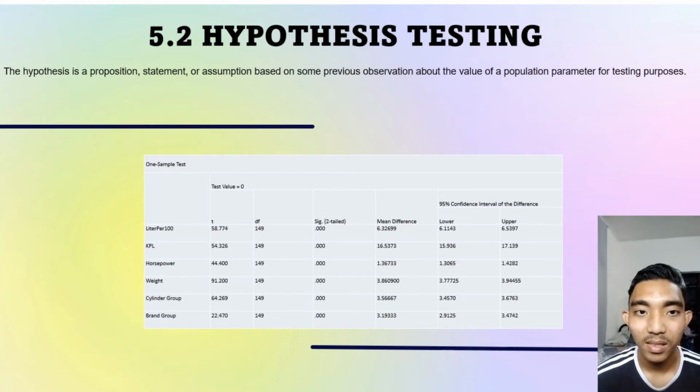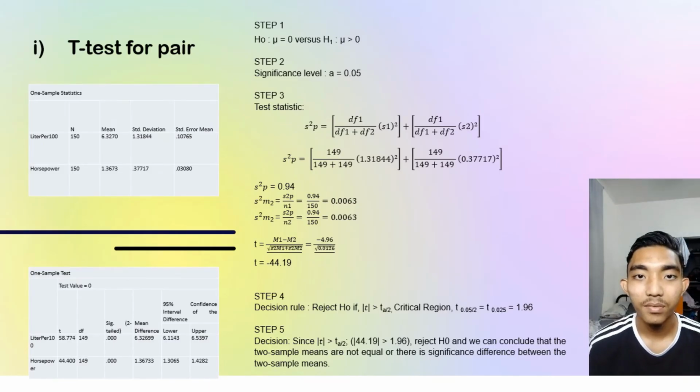5.2 Hypothesis testing. A hypothesis is a proposition, statement, or assumption based on some previous observation about the value of a population parameter for testing purposes. T-test for the first pair. Decision rule: reject H0 if T is bigger than T alpha/2. Critical region T 0.025 equals 1.96.